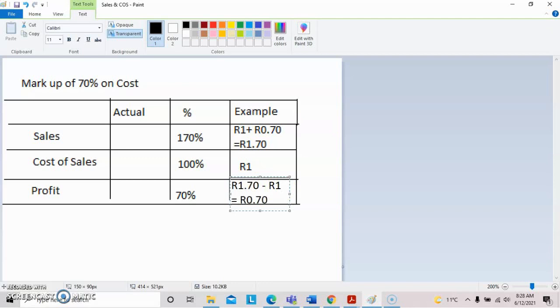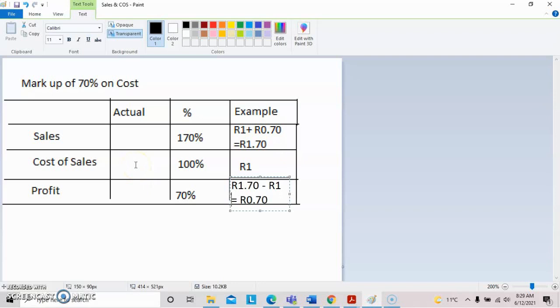Yeah, but the more you practice, the easier it will get. You will find a lot of questions of this nature, and it can be confusing. Sometimes you will find out that they've given you the cost of sales, but they have not given you the sales. You get it? So you will have to somehow work out how much is the sales, or you have to work out how much is the cost of sales.